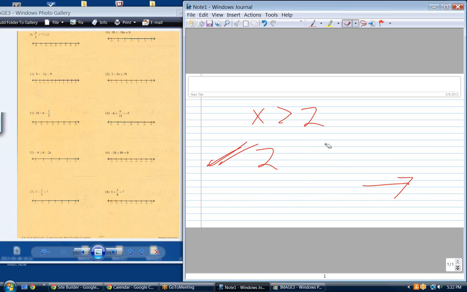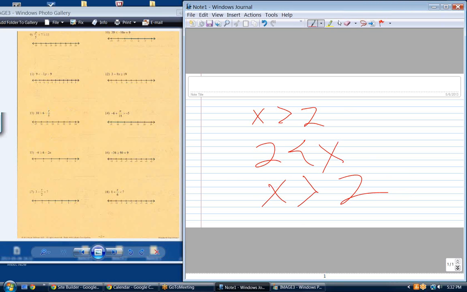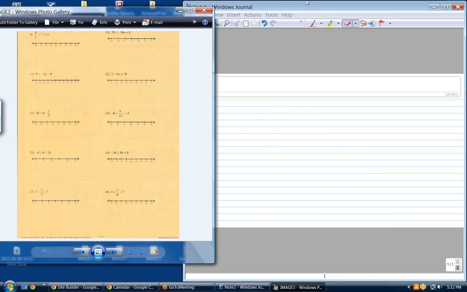And there's nothing wrong with turning it around. In other words, if the problem gives you this, you're certainly allowed to write that like that. Cool. All right, so let's look at number 9.